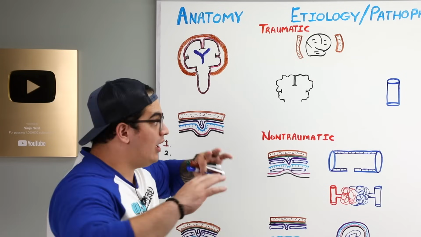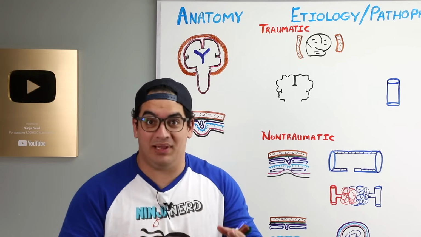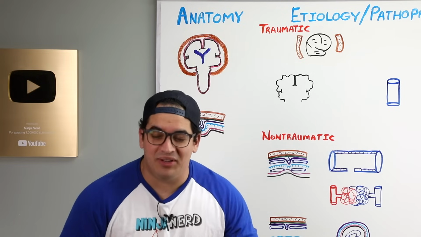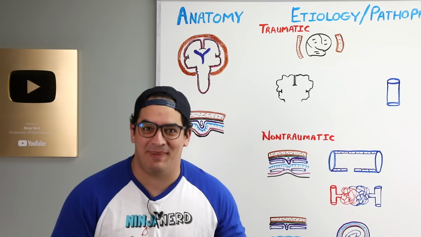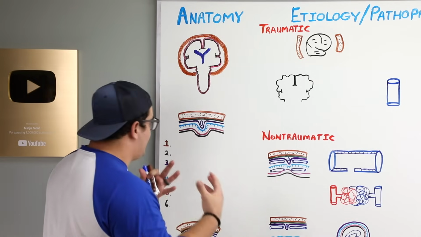All right, Ninja Nerds, so a subdural hematoma, how do we define this? It's basically a hemorrhage or bleeding that occurs within the subdural space. That means we have to have a very brief conversation about what the subdural space is. So we have to have a little bit of anatomy discussion about the meninges and the parenchyma.